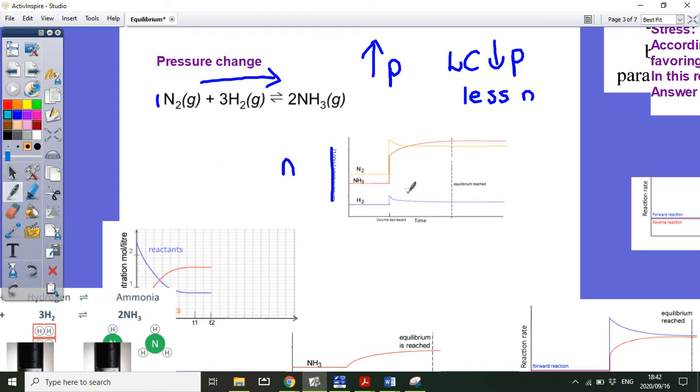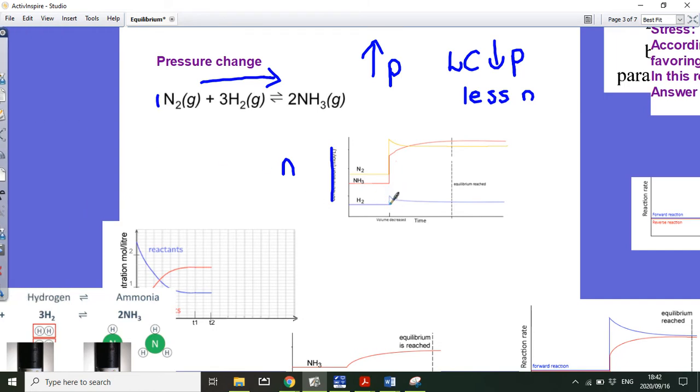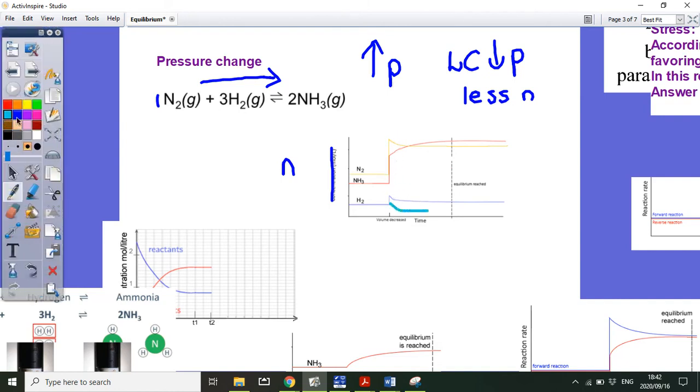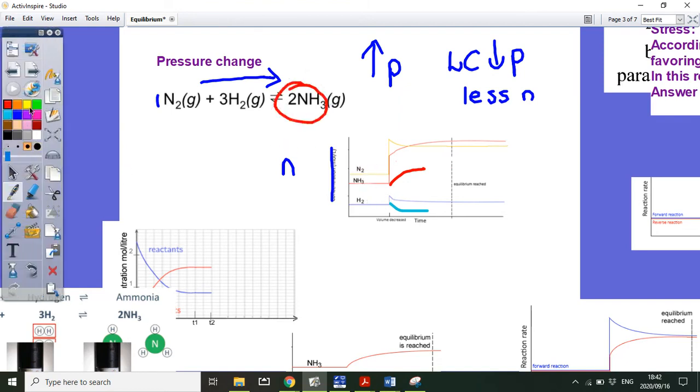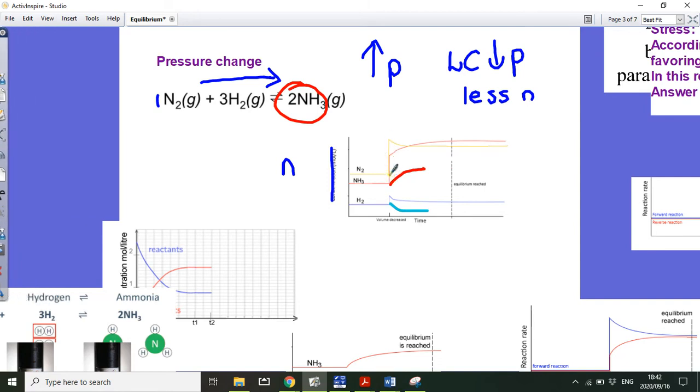So here, the H2, instead of shooting up first, it will just start going down. And this one, instead of shooting up first, will just start going up. So it's still the same. Forward reaction is still favored. So H2 will still increase and the other two will still decrease. But the shoot up is not going to happen.